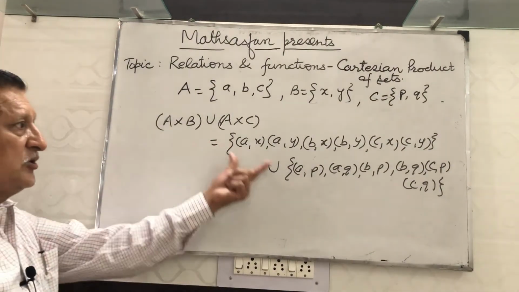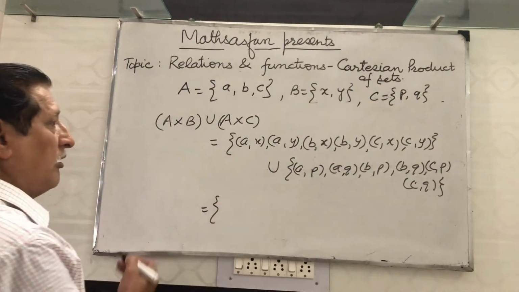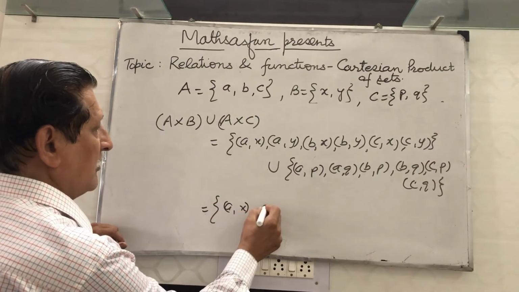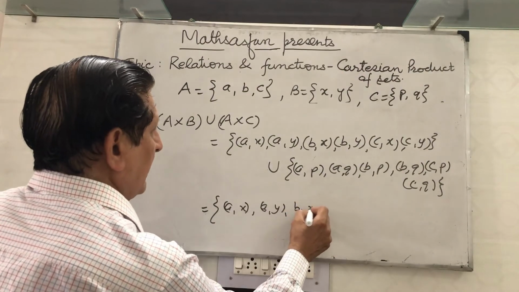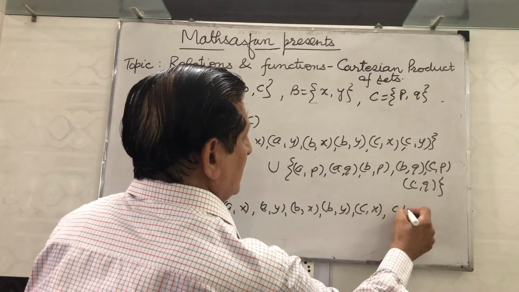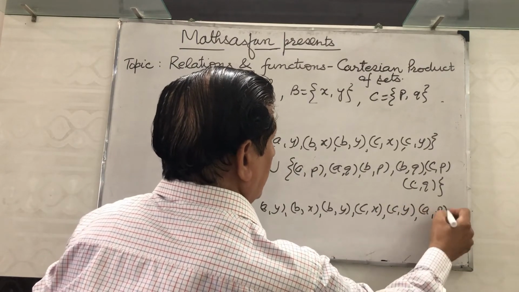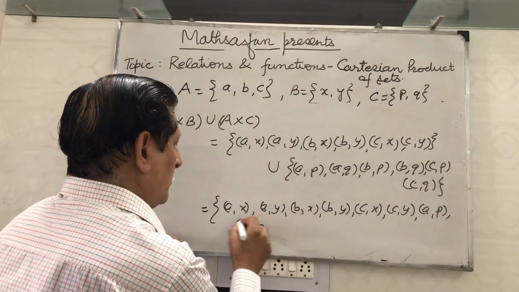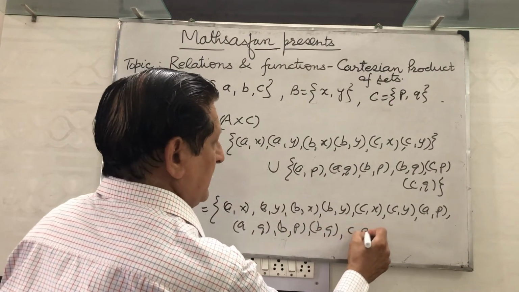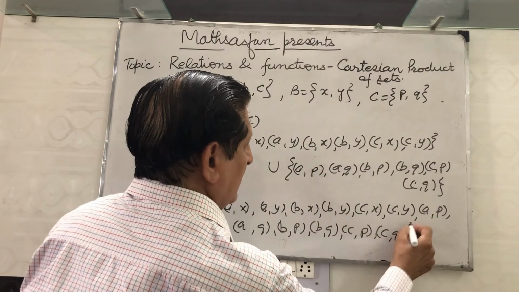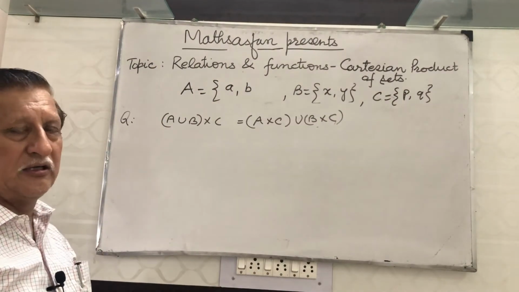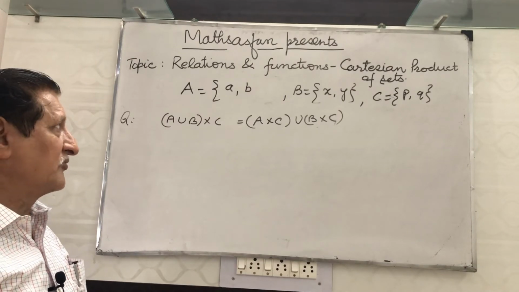See, now we want to make the union of them. Union means we know all the elements of this will be added. And we find this is AX, AY, BX, BY, CX, CY, AP, AQ, BP, BQ, CP, CQ. These are the elements coming in this. Let's take one of the question now. This is also an identity on Cartesian product of sets.